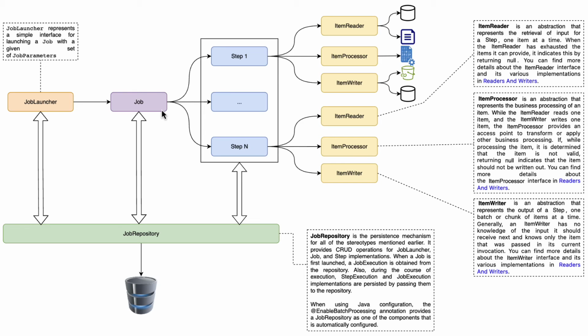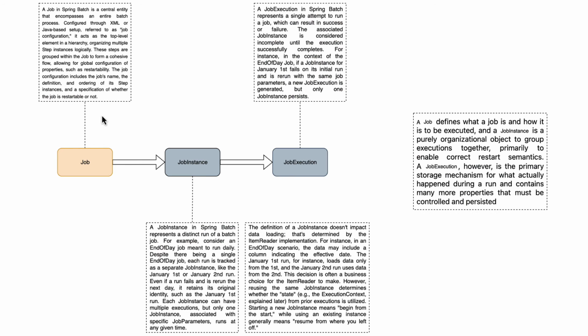Now let's move on and see how the job works. Let's break down the job. A job is simply a central entity that encompasses an entire batch process, configured through XML or Java-based configuration, referred to as job configuration. It acts as the top-level element in a hierarchy, organizing multiple step instances logically.